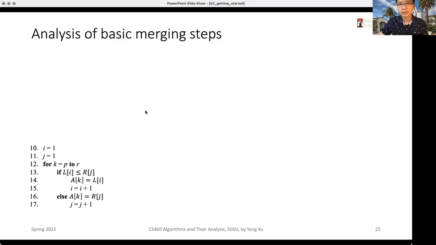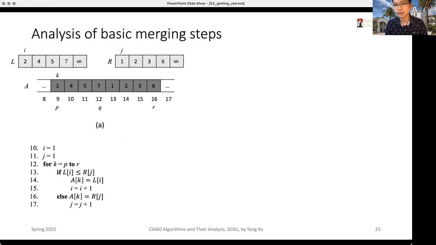All right, that's the code, and let's look at a simple example, which will make it much clearer. Let's assume our input to the merge function looks like this. P is 9, Q is 12, R is 16. We can see that the left is already sorted and the right is already sorted, and our task is to merge them.